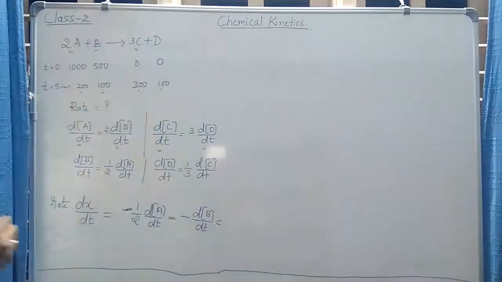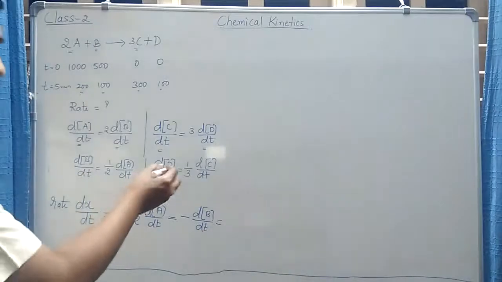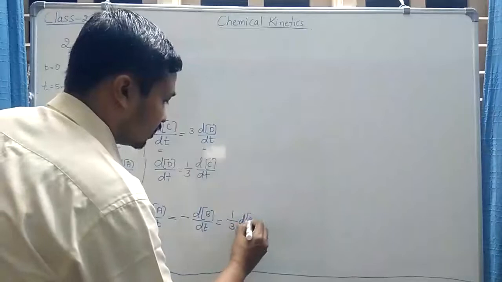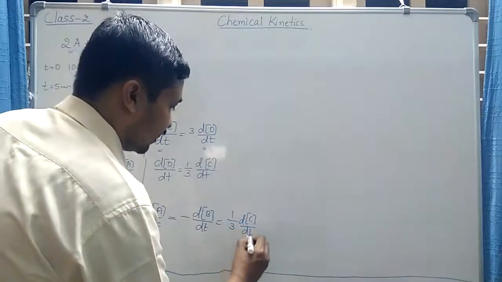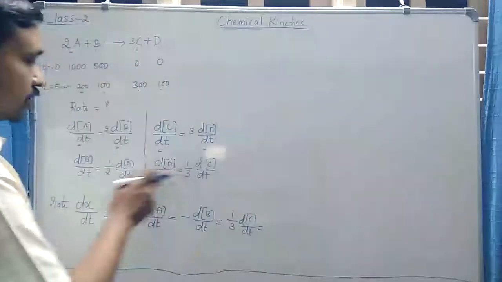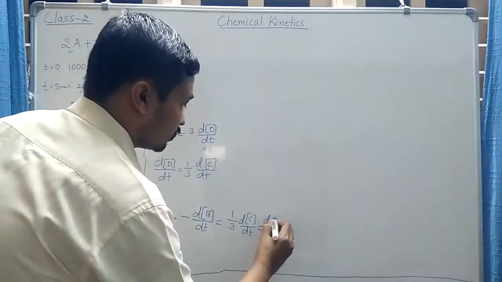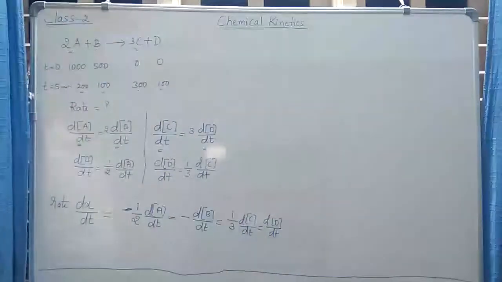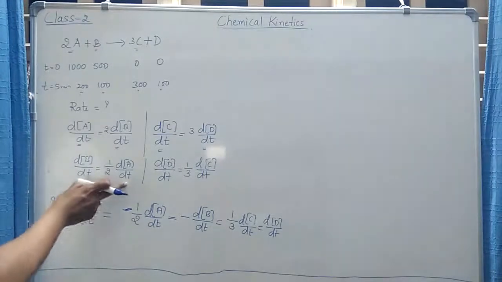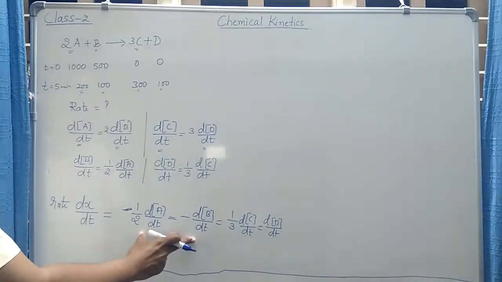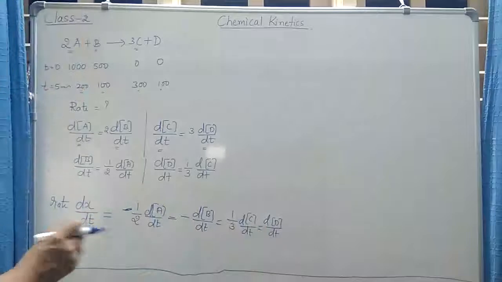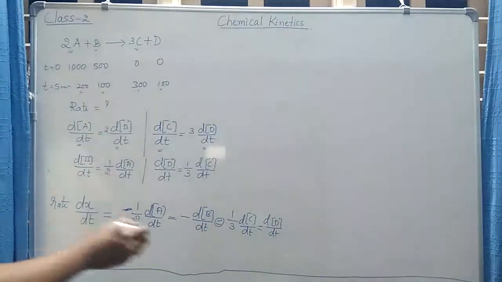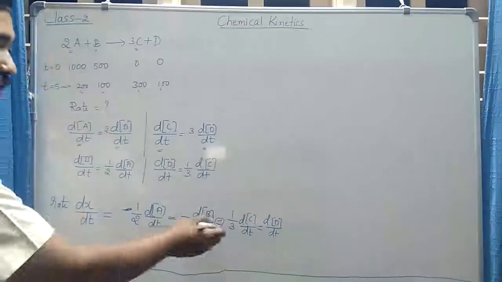Or I can also write in terms of the product: it is 1/3 of dC by dt, which is nothing but equal to dD by dt. So this relation we know already holds good. Similarly, this relation also holds good. But nowhere here have we mentioned this equality.